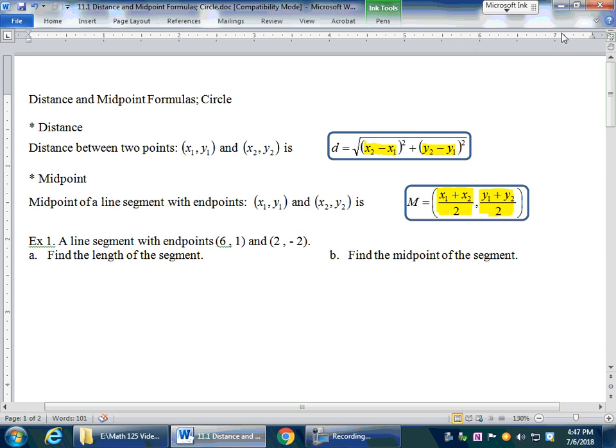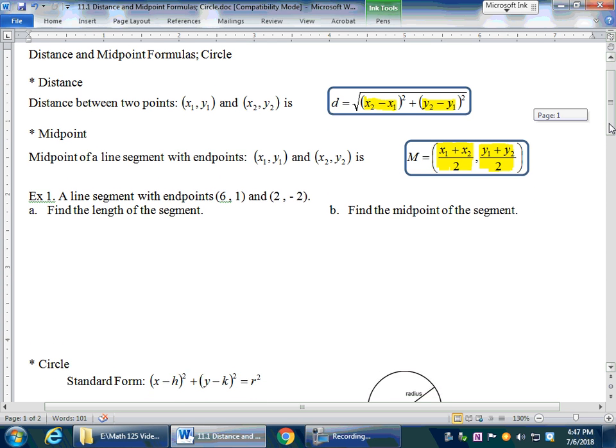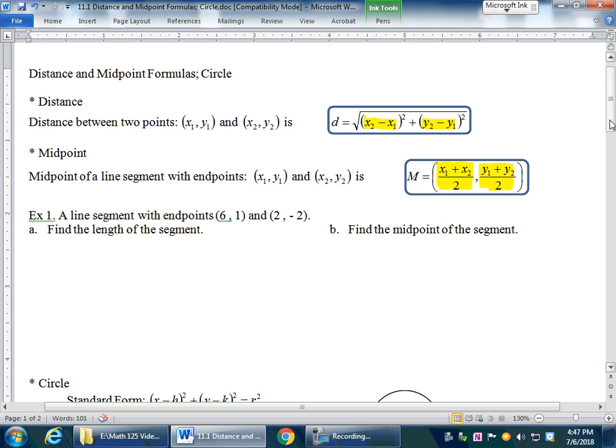The first example says find the length of the line segment with the endpoints (6, 1) and (2, -2). So we have two endpoints of a line segment. Now we want to find out the length of the segment, which is basically talking about the distance between these 2 points. It doesn't really matter which one you call x1 and y1 as long as you're consistent. So I can say that the first one will be x1 and y1.